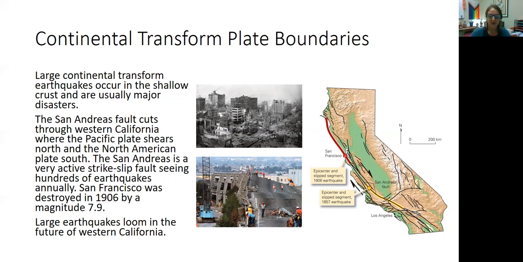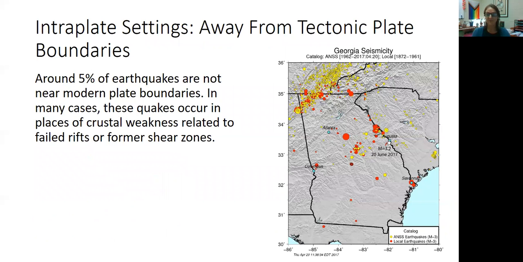So we've talked about how earthquakes occur at plate boundaries, but that's not the only place. We do have earthquakes here in Georgia. About 5% of earthquakes don't occur at modern plate boundaries. In many places, they occur anywhere where there's weakness in the crust related to previous plate boundaries, previous mountain building orogenic events, or previous rifting in the continents. Any sort of previous tectonics, you can get faults that create earthquakes within or in between the continents, away from these plate boundaries.